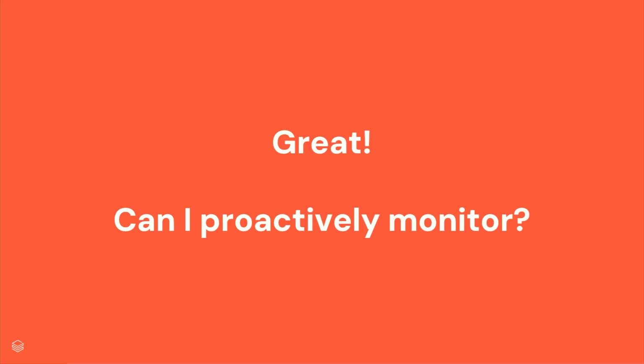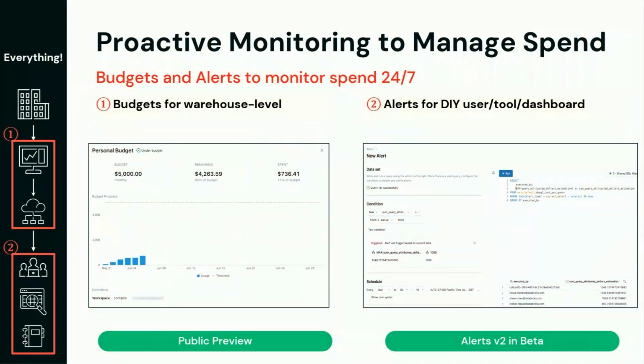So great. Now I want to do this proactively and continuously, because I don't want to be staring at my screen 24/7. And we got some solutions for you here as well. On your left-hand side is budgets, our out-of-box solution. So if the team's monthly BI workload should be $1,000, you can set a budget using the workspace and tags that match to that team's BI workloads to monitor progress and be notified when that $1,000 budget has been exceeded.